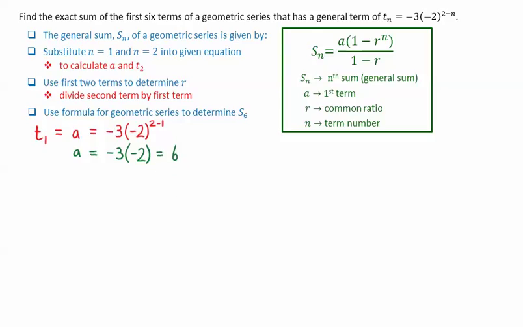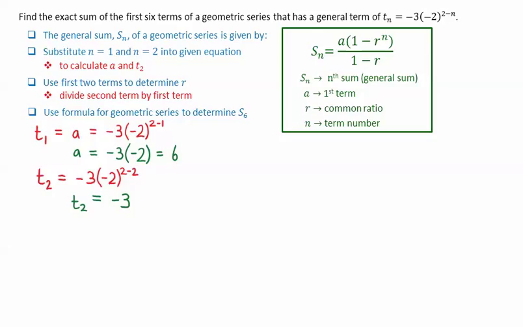We can then solve for T2, the second term, by plugging in n equals 2. Negative 3 times negative 2 raised to the 2 minus 2. This gives T2 equals negative 3.